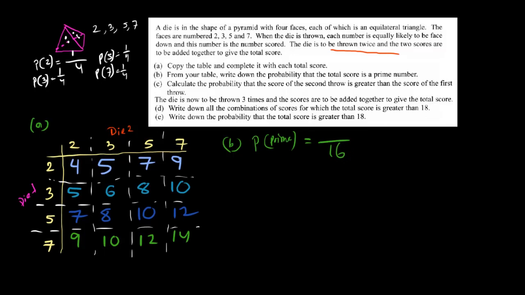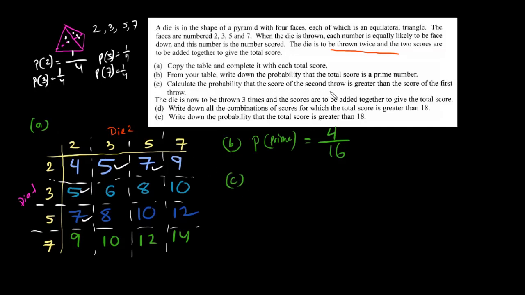Let's check how many numbers are prime numbers. So 5 is a prime number, 7 is a prime number, 5 is a prime number, 7 is a prime number. That's it. There are 4 numbers that are prime numbers. So this is going to be 4 out of 16. That is the probability. Let me check again. 5, 7, 5, 7. Yeah, there is no other prime number. Prime number means any integer greater than 1 that cannot be divided by any other integer other than itself.